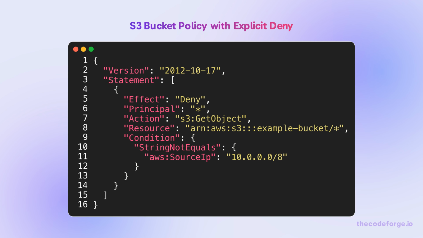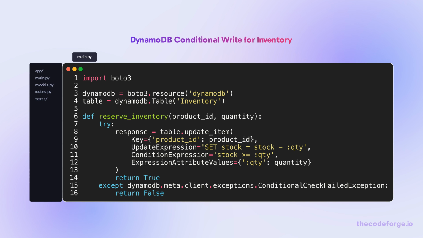The article mentions Simple Storage Service blast radius, but doesn't show a concrete bucket policy. Use an explicit deny for public access to prevent misconfiguration from exposing data. The article discusses optimistic concurrency for checkout, but doesn't show the DynamoDB conditional write. Use a conditional update to decrement inventory only if stock is greater than or equal to the quantity, preventing overselling.